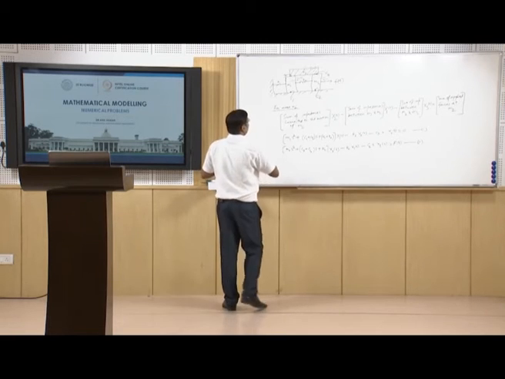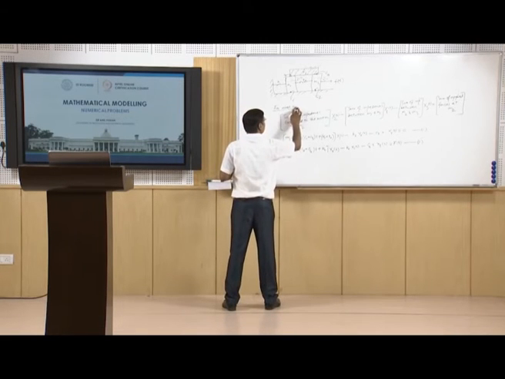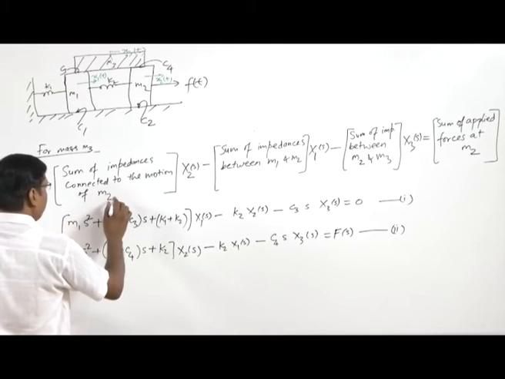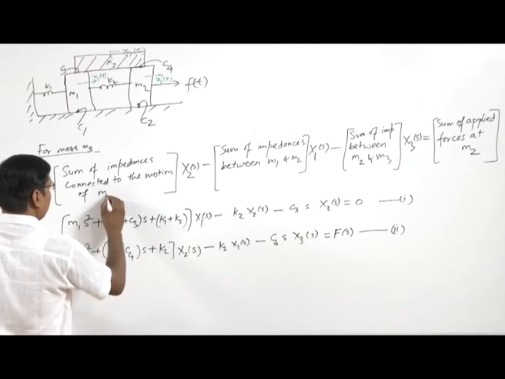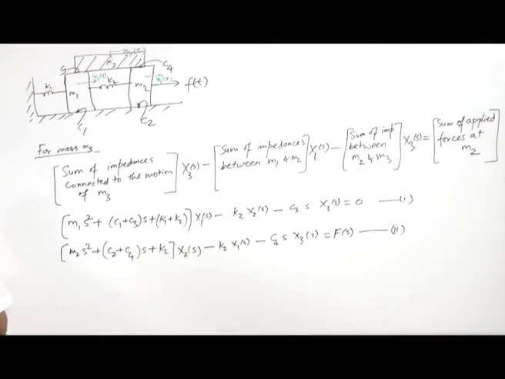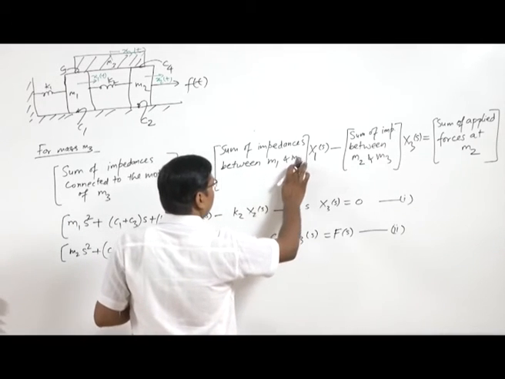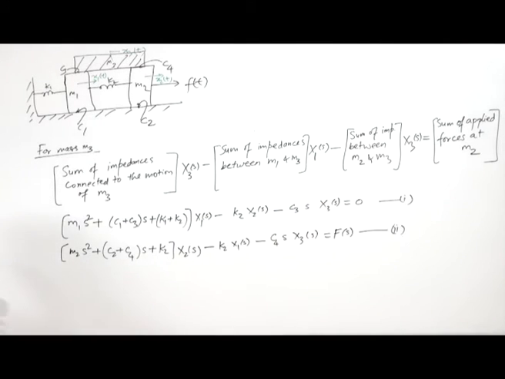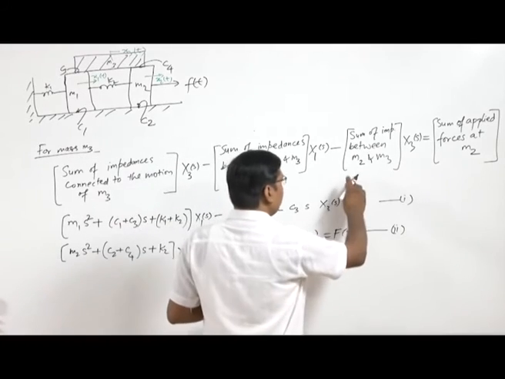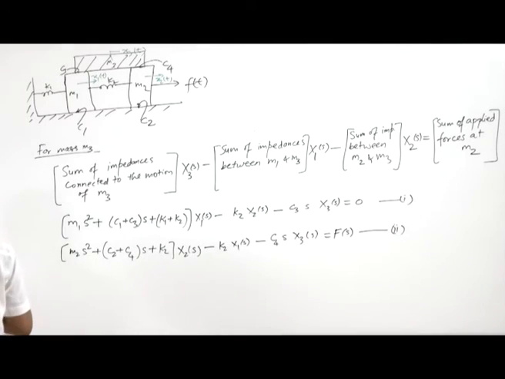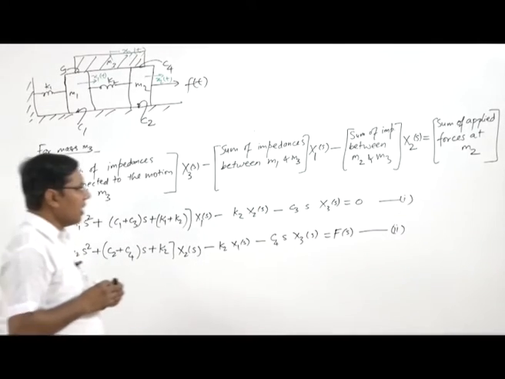Similarly, for mass m3, here the motion of m3 into X3(s), minus sum of impedances between m1 and m3 into X1(s), minus sum of impedances between m2 and m3 into X2(s), and sum of applied forces at m3.